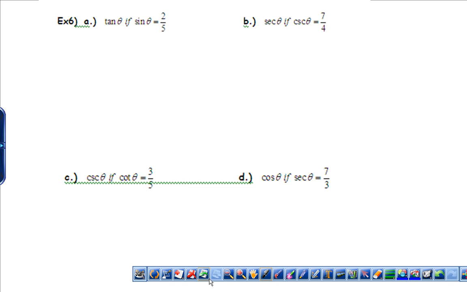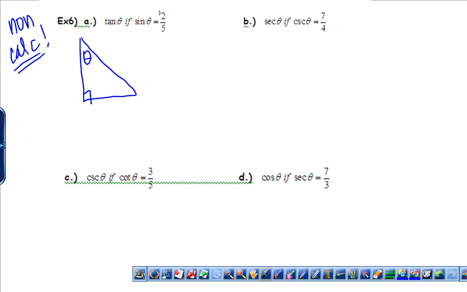Okay, the last 4 problems on your notes are ones that we've already done. I will set up one of them for you. This is non-calculator. It will be non-calculator on your quiz or test as well. Find tangent if sine of theta is 2/5. Draw a random right triangle. Put theta wherever you want. If sine is 2/5, that means sine is opposite over hypotenuse. Find your other side over here by using the Pythagorean theorem. Looks like it's going to be root 21.